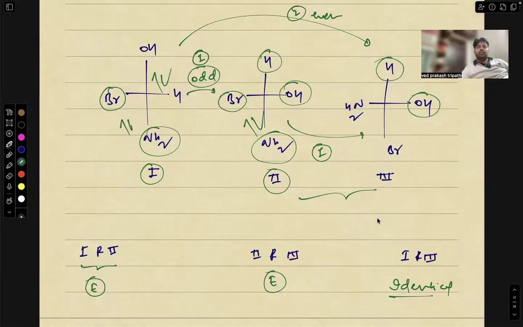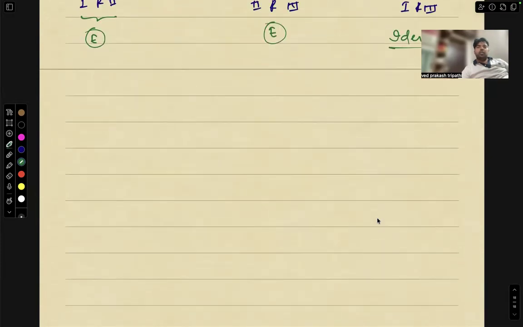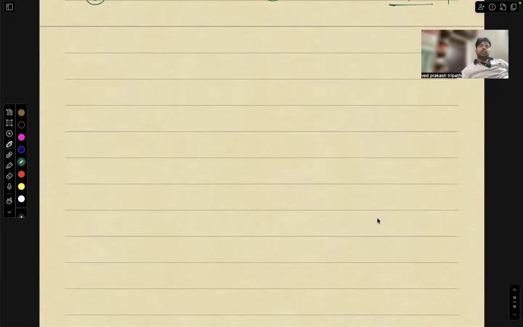Hello everyone. Last time we have done a relationship between the single chiral center. Now today we are going to talk about relationship in multiple chiral center case. So multiple chiral center.